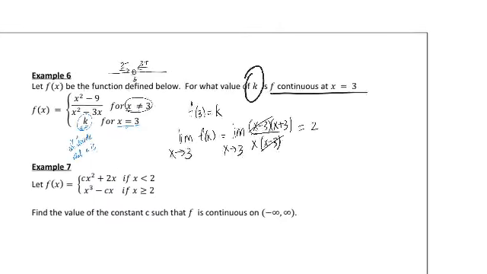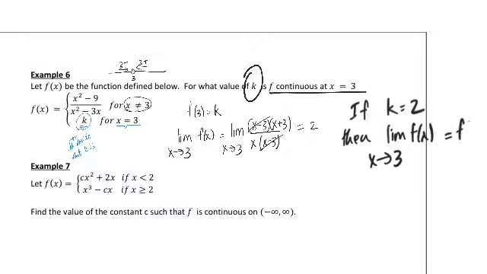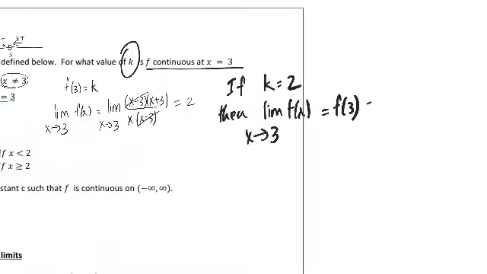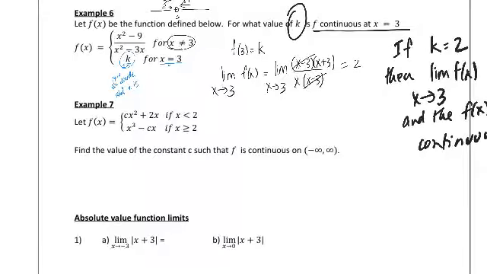So if k is equal to 2, if the function value is also equal to 2, then the limit of f of x as x approaches 3 will be equal to f of 3. Both of those will be equal to 2, and the function will be continuous at x equal to 3. That's how we answered that question.